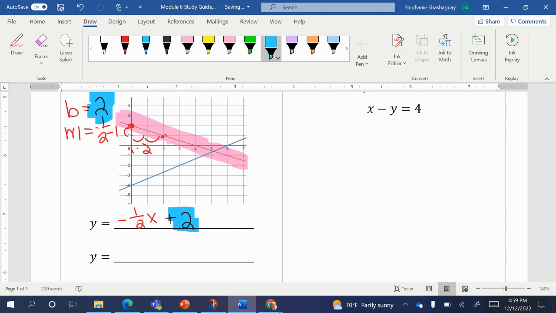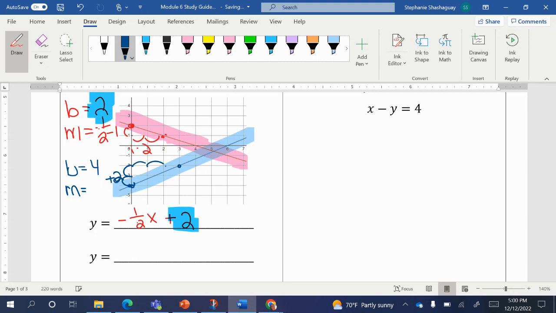All right, for my blue line, let's change the color of this one. My y-intercept is equal to 4. My slope, if I use these two points, is a positive 2 over a positive 3, so 2/3. Y is equal to 2/3 x minus 4.